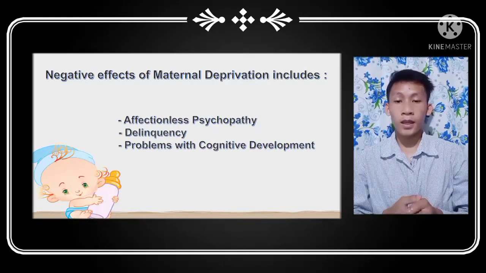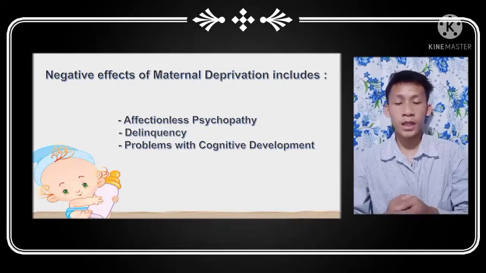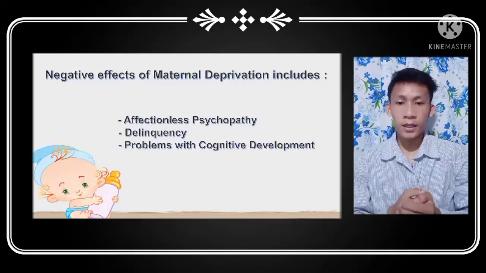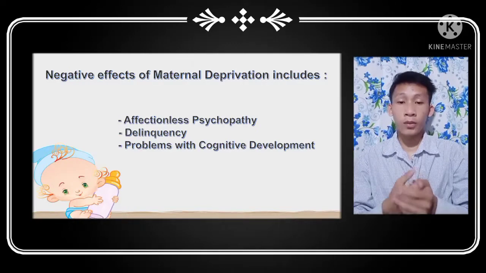And the second one is delinquency. It means that the child does things without following the protocols, laws, and instructions that are implemented in society. And the third one, the very important part, is the problem with cognitive development.